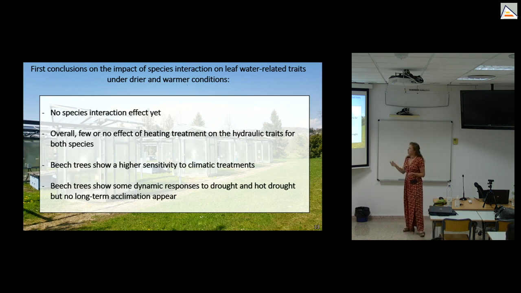Then the beech trees show a higher sensitivity to the climatic treatment. This is not so surprising because beech trees are more drought sensitive than the oak trees. The oak trees are more drought resistant. And finally, the beech trees show some dynamic response to drought and hot drought, but no long-term acclimation.